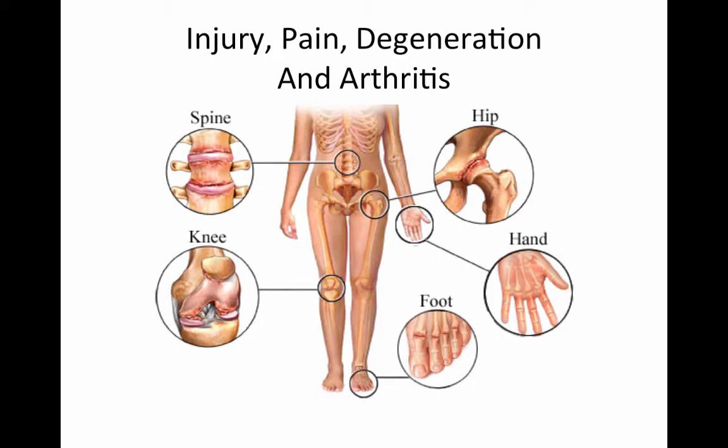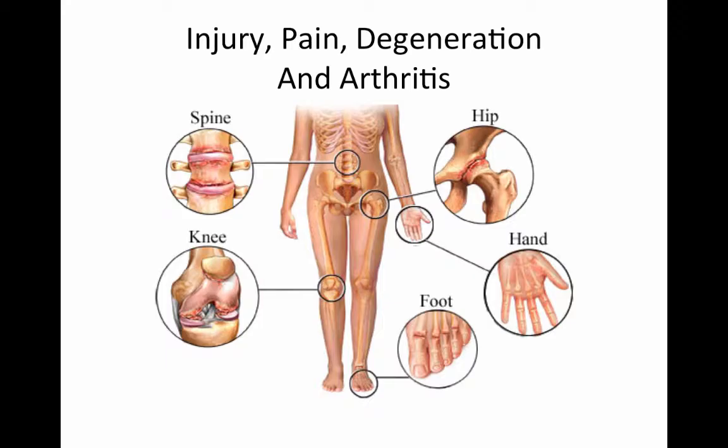Welcome to presentation number 2. As we discussed in the first presentation, we talked about injuries and how you develop pain, and eventually over time, years and decades later, you develop a lot of degeneration and arthritis. So now we're going to go through what's causing your problem, and again, why isn't it going away?